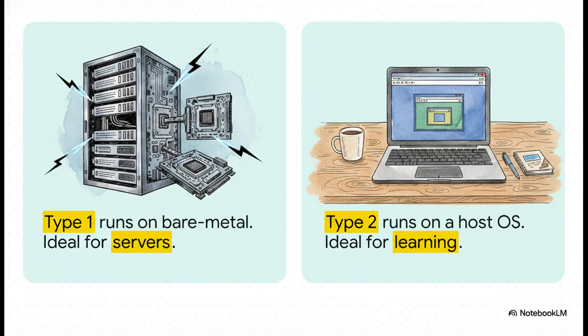Because there's no middleman OS in the way, they're lightning fast and highly efficient. That makes them exactly what you'll use in production environments and massive data centers. Type 2 hypervisors, on the other hand, run on top of an existing host operating system, kind of like running VirtualBox on your Windows laptop. These are perfect for your local home lab, for learning the ropes, and for software testing.